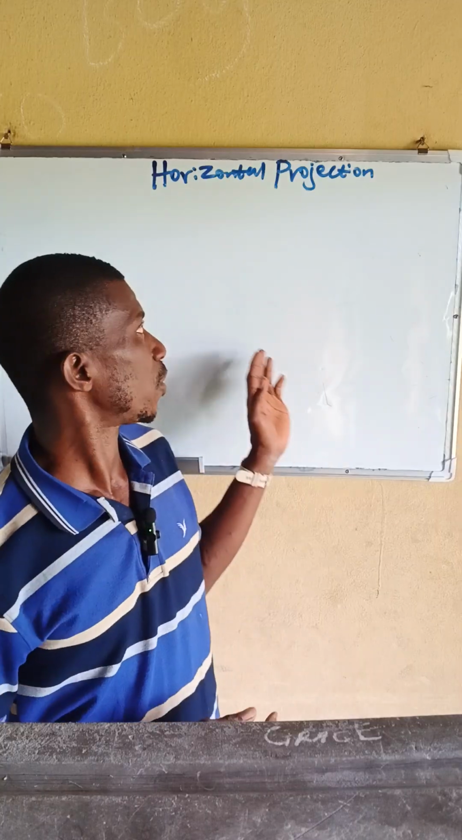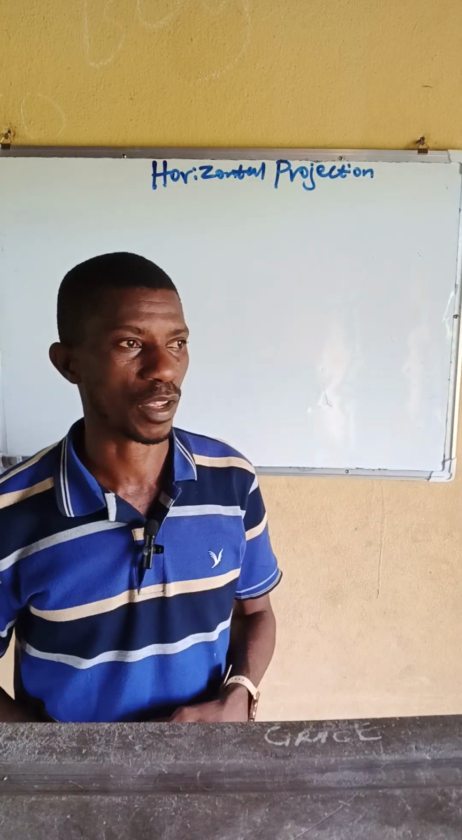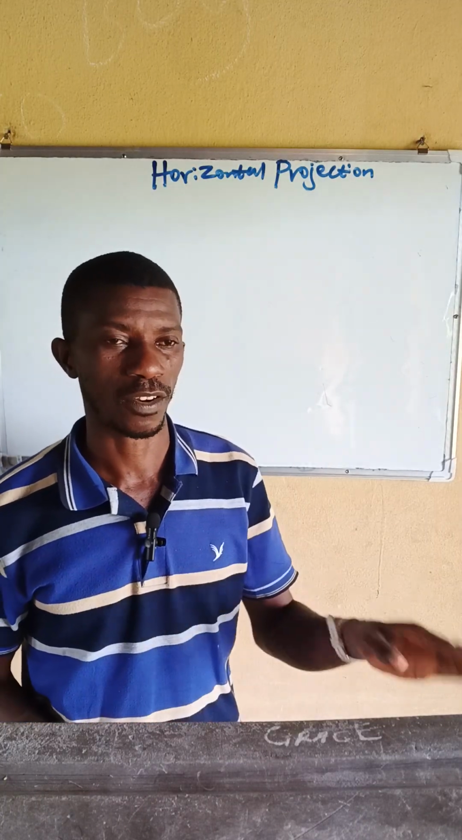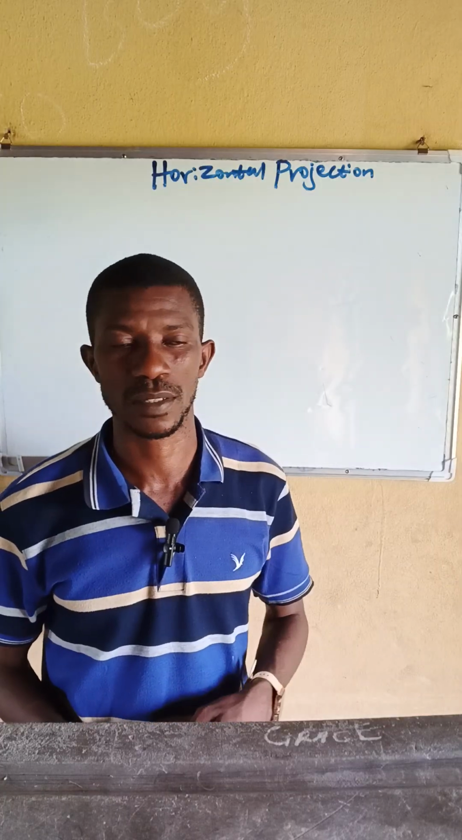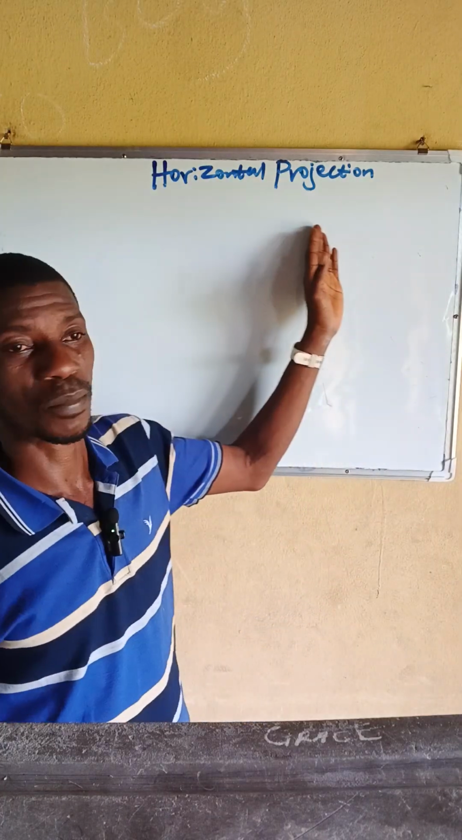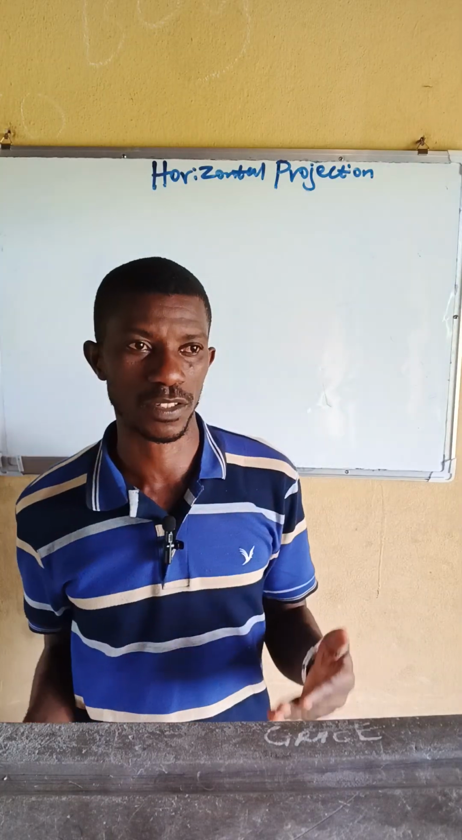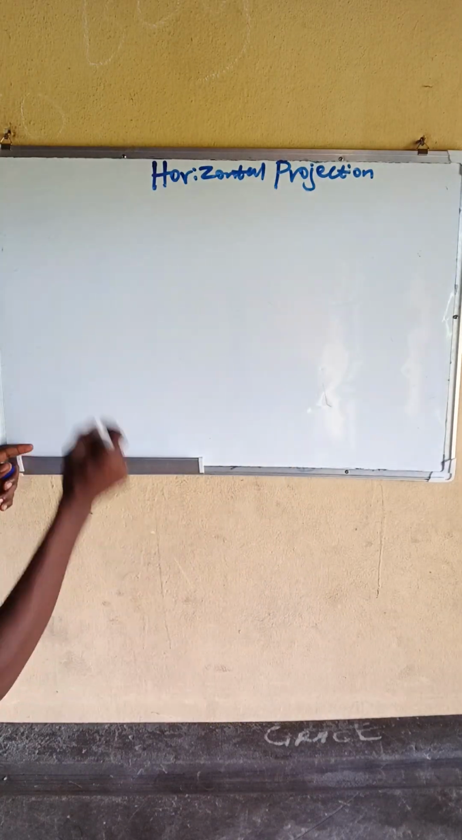In today's class, I want to design some equations for the motion of a body along a horizontal path. That is a horizontal projection. Now, how do we get these equations? Let's see.